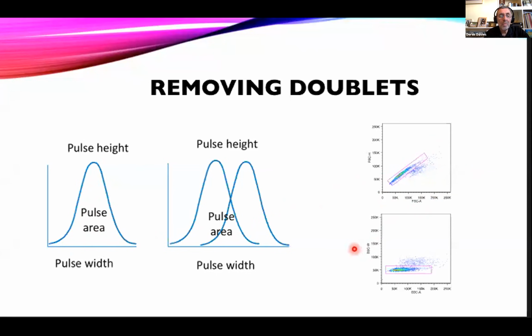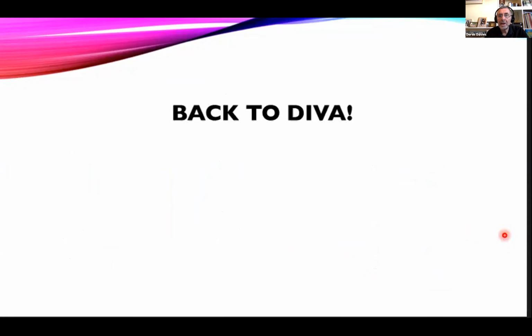Or I can use the width of the parameter. The width, remember, is the time it takes to pass through the laser beam. So again, with my single cell, it's going to take less time than my doublets. And the way you exclude doublets depends on the question you're asking. We'll address that in a minute in the live run. So let's go back to Diva. Let's go back to Kathy and we'll set the machine up for this experiment.